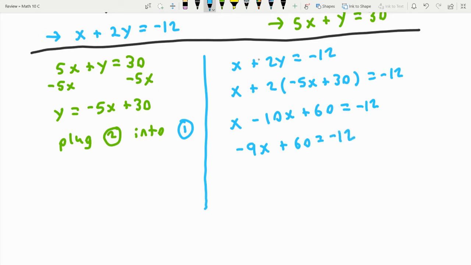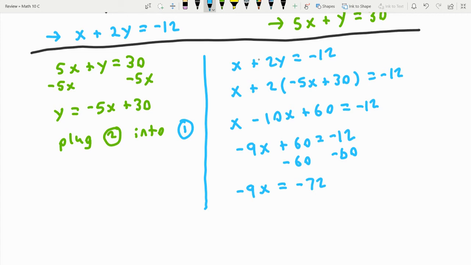So from here, what I'm going to do is keep x on the left-hand side and move everything else to the right-hand side. So I'm going to subtract 60 from both sides. And if I do that, I should be left with negative 9x, and 60 minus 60 is 0. So I have negative 9x equals negative 12 minus 60. And that should give me negative 72, if I'm not mistaken. Okay, so now I have negative 72.